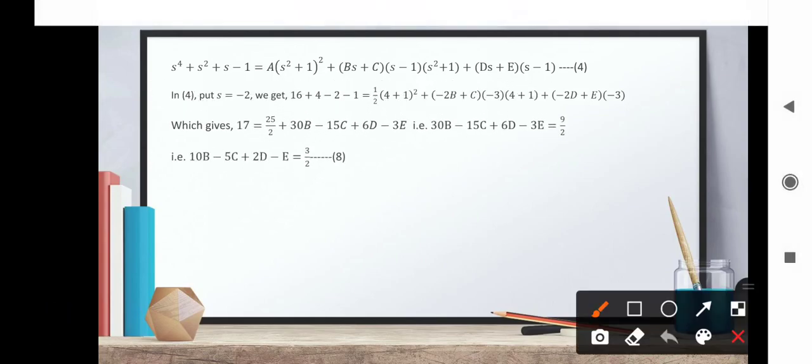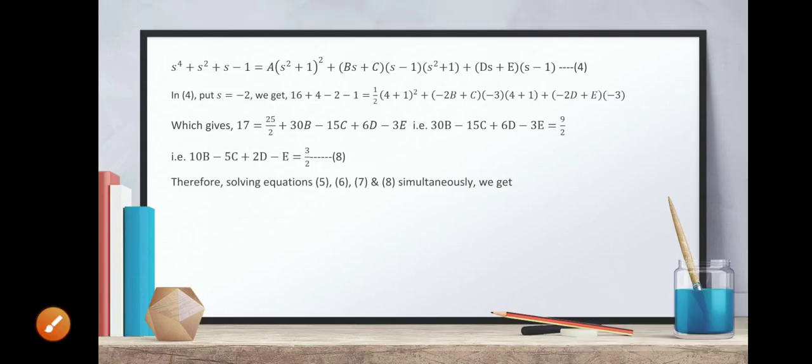Simplifying this, you will get equation number 8. Now you may observe here equations number 5, 6, 7 and 8. These are nothing but four simultaneous linear equations in four unknowns B, C, D and E. So you have to solve these equations simultaneously and you will get the values of these unknowns as B equal to 1 by 2, C equal to 1 by 2, D equal to 0 and E equal to 1. Already you have got the value of the first constant A as 1 by 2. So now you have the values of all the five unknowns.